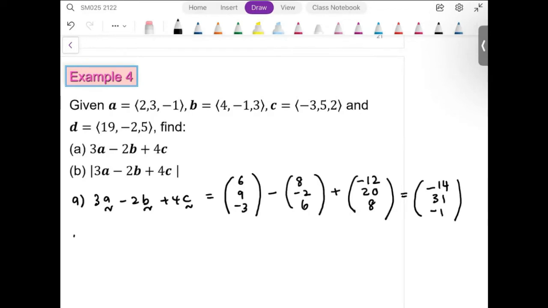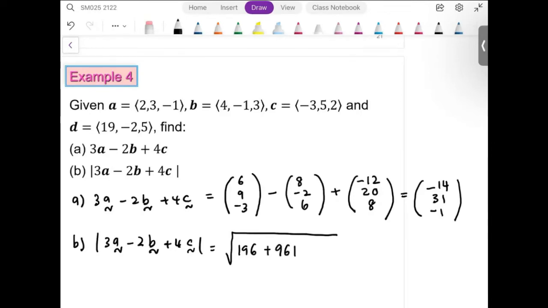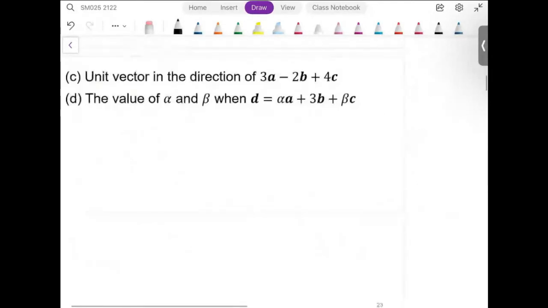Okay. Alright. Moving on. B. We have to find modulus of this. Means we have to find the magnitude. So, magnitude of 3A minus 2B plus 4C would be, ingat, set of every element kita squarekan. So, we have 14 squared, 196, plus 31 squared, so 961, plus 1 squared. So, set of 1158. Dia straightforward je soalan dia. Yang penting awak tahu soalan tu suruh cari apa sebenarnya. Okay. Settle for this part. Moving on. Next one.